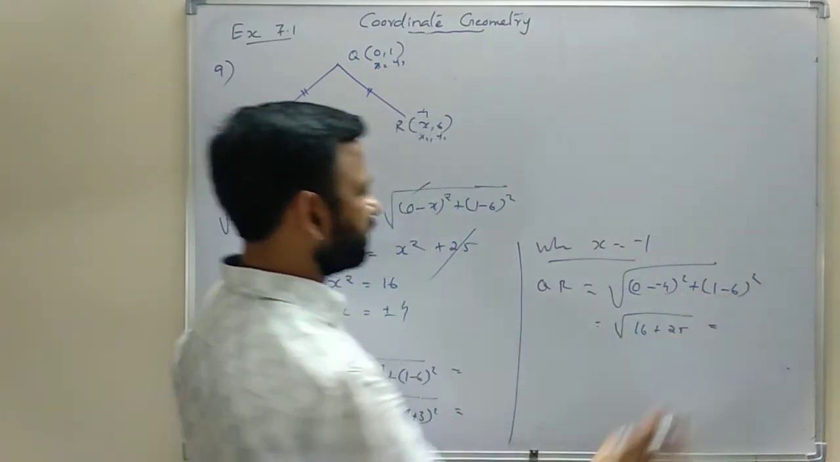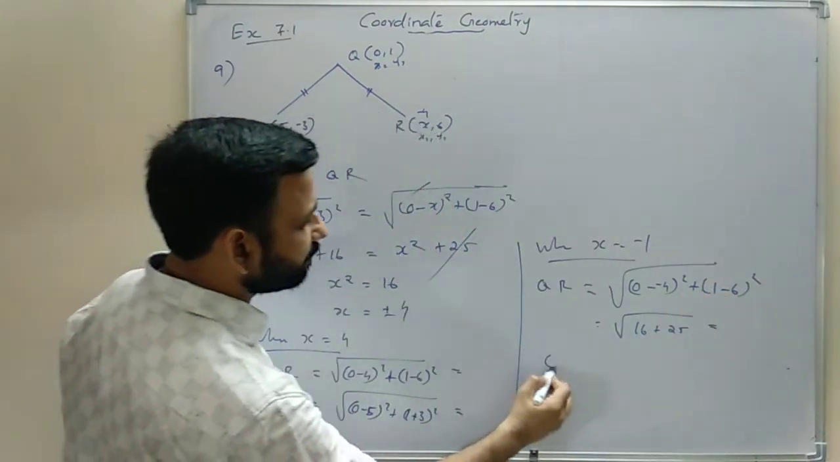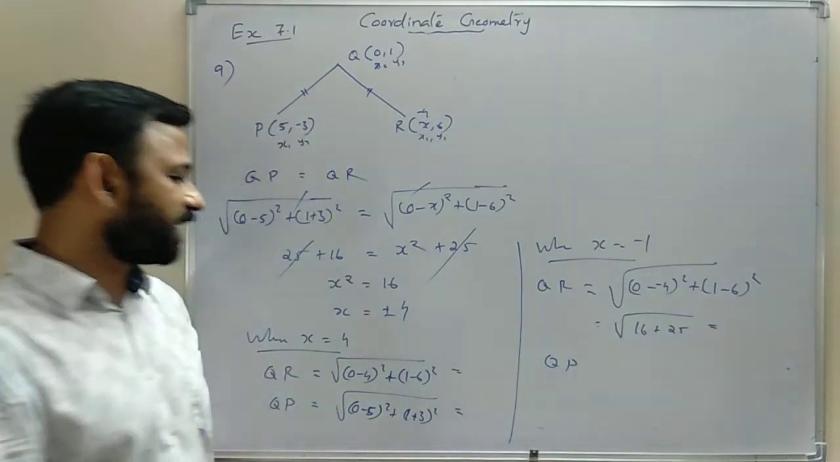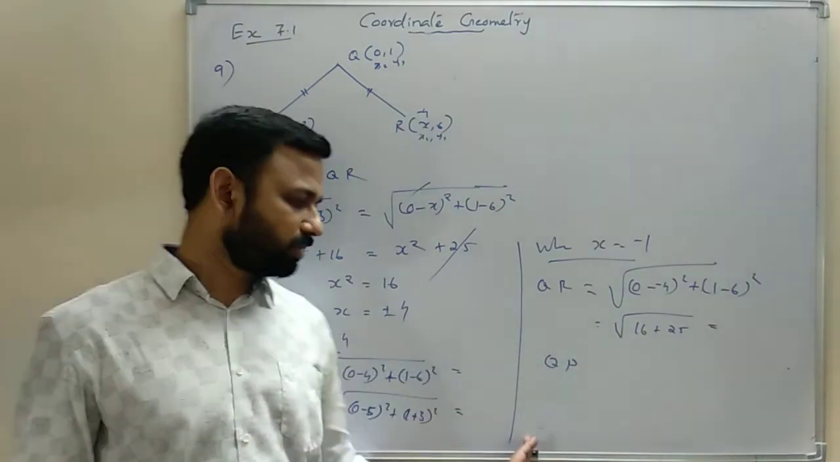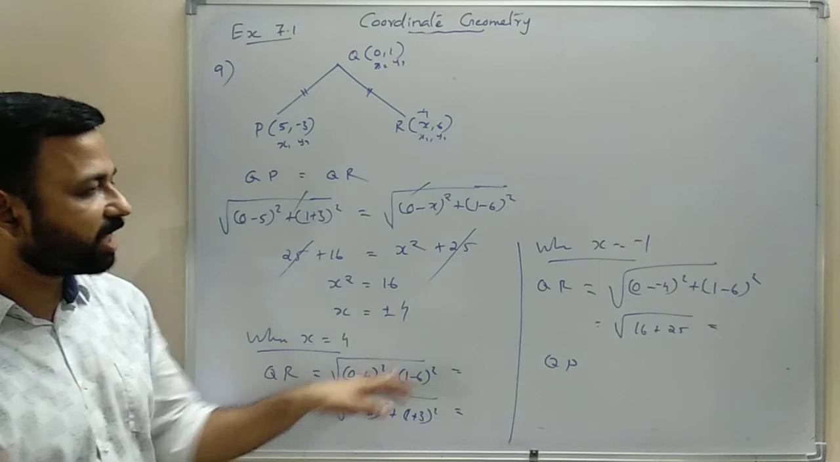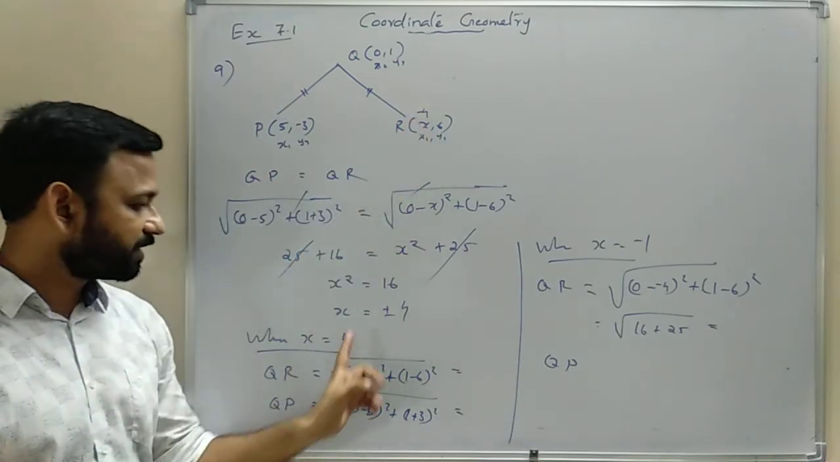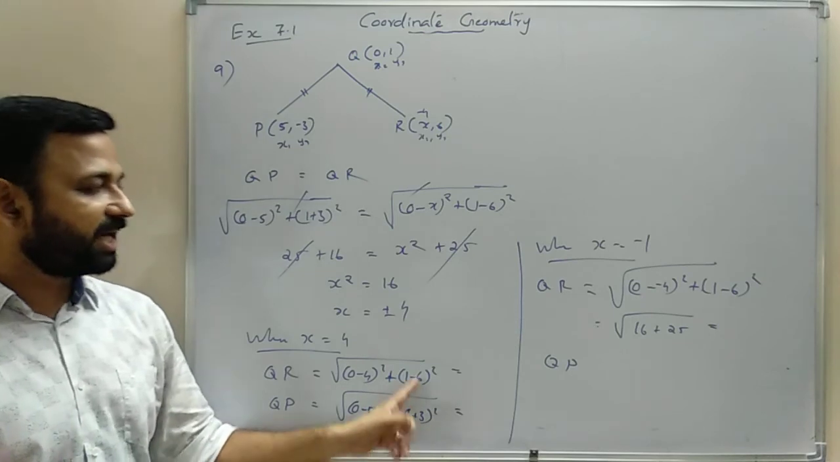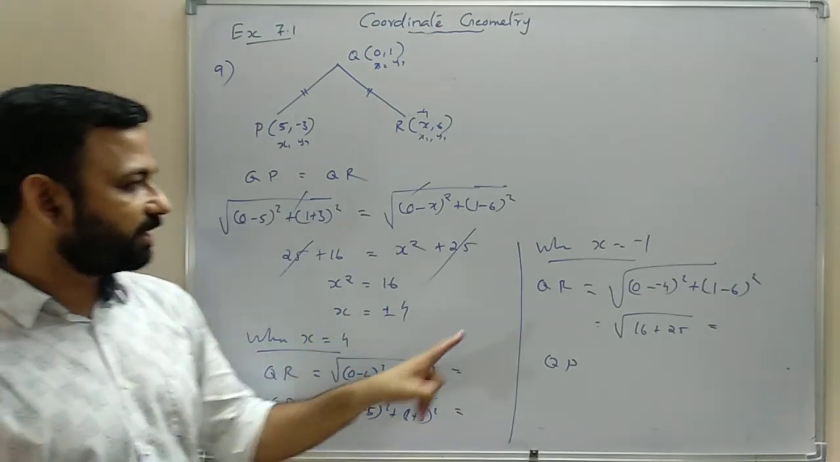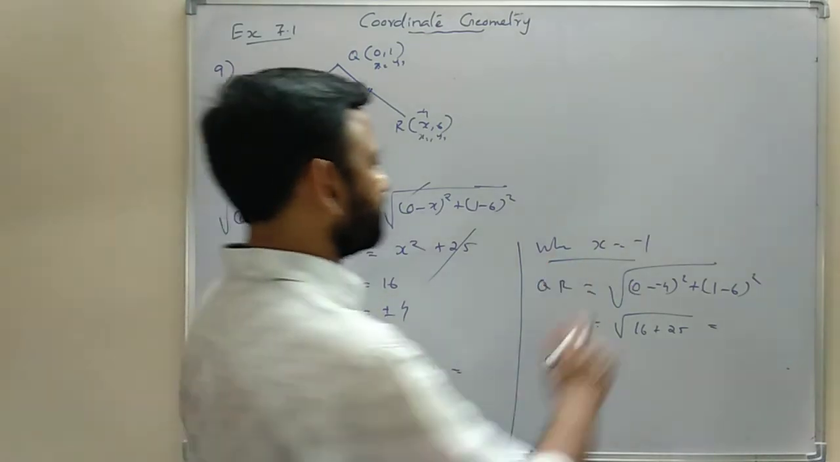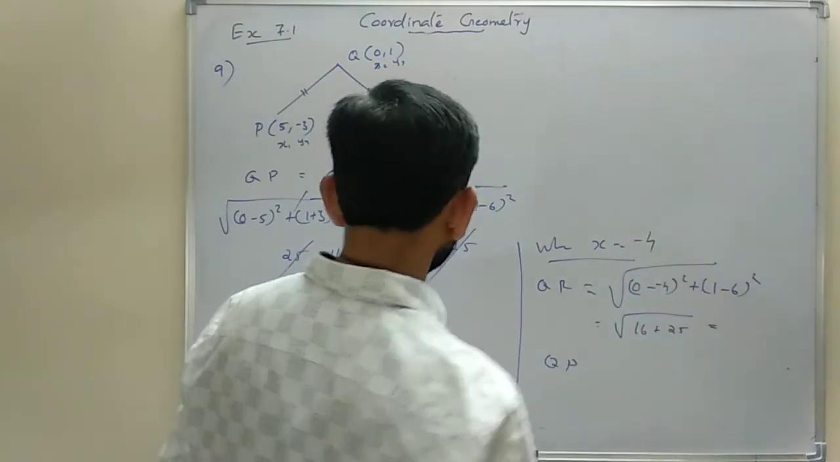Then when we simplify, you will get QR. And here QP will be the same. In both the cases we have the same QP, so no need to find it again. But the QR will be different because in the first case the value of x is equal to plus 4, so QR will be like this. And in the second case the value of x is equal to minus 4.